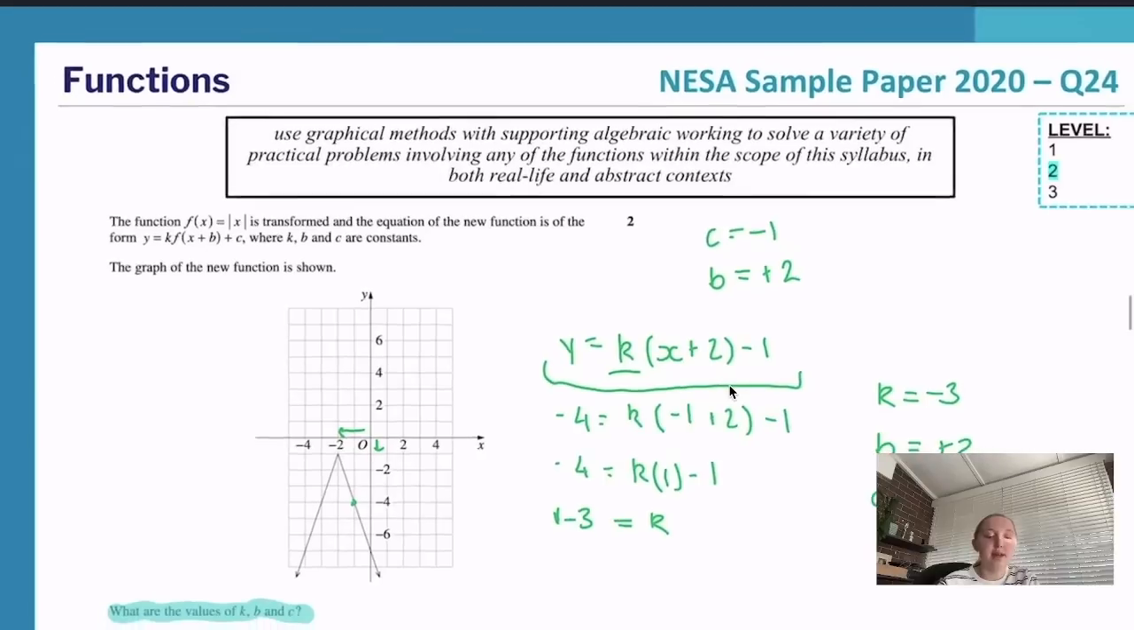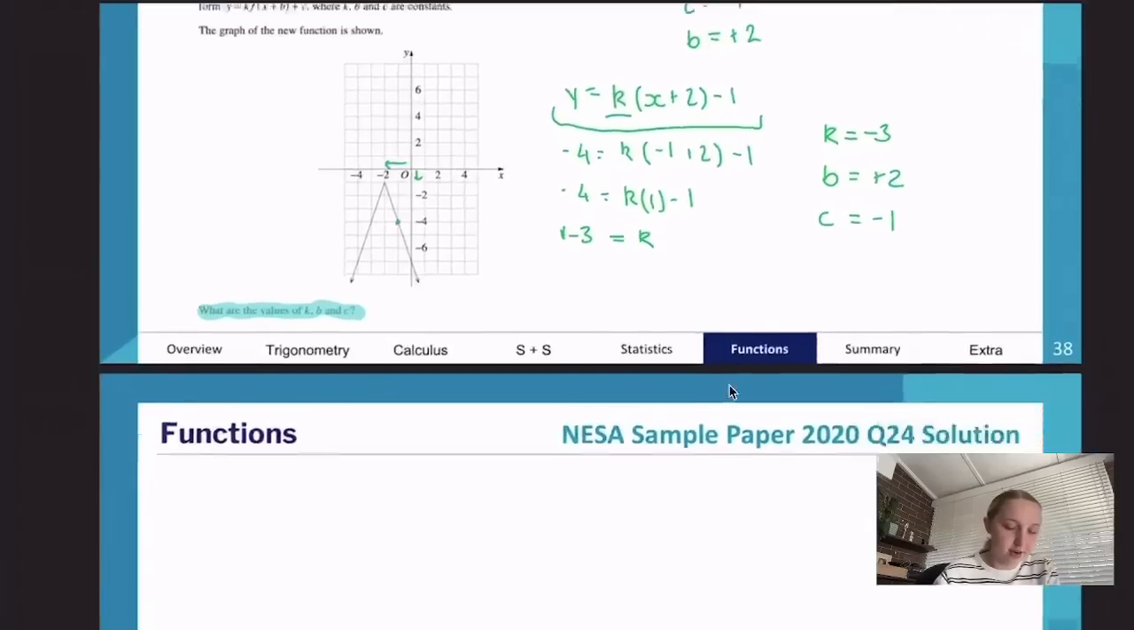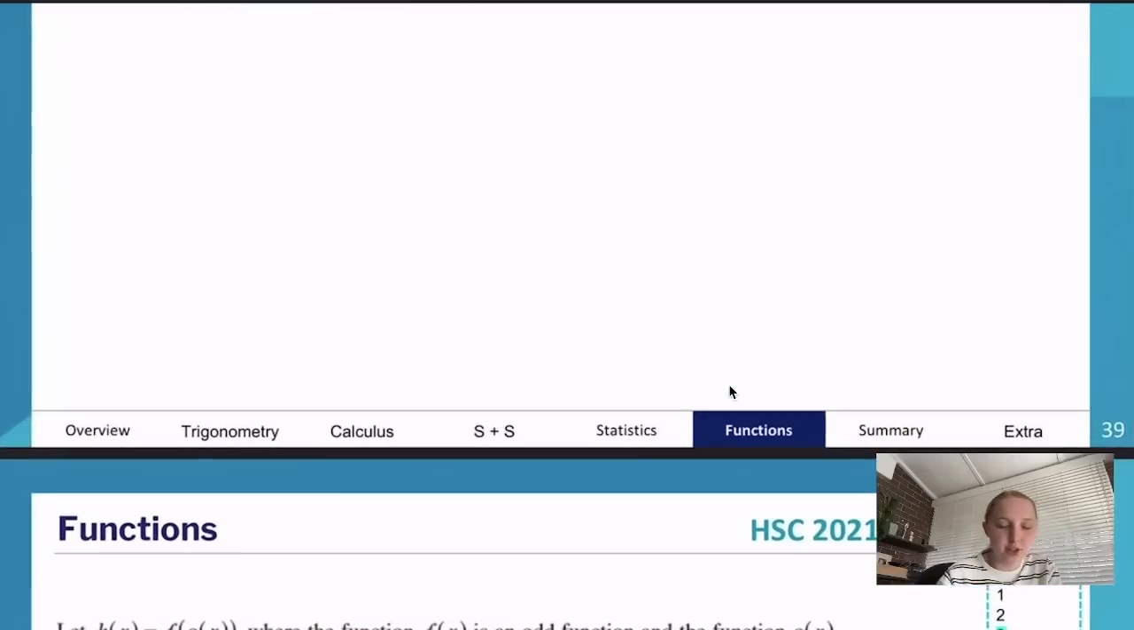Okay, fairly simple question if you know what to do. But yeah, that's that for functions. Oh, again, I left the slide to do it.